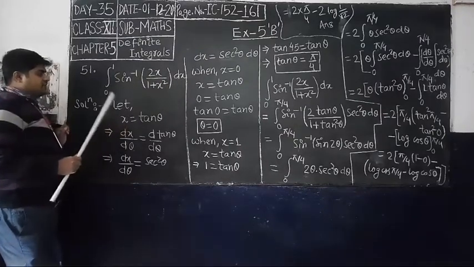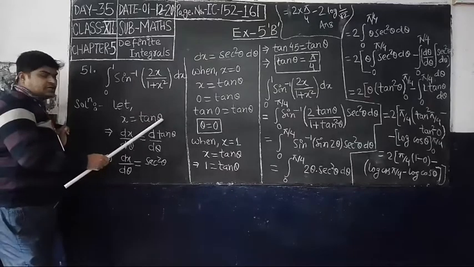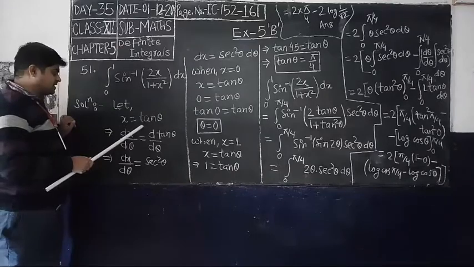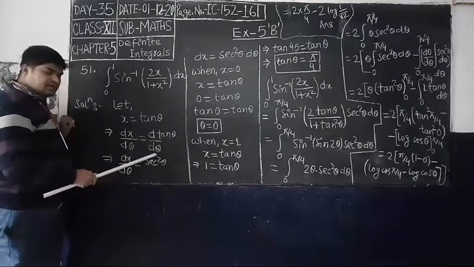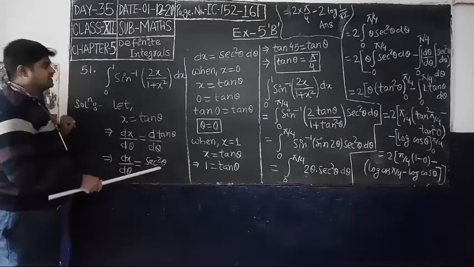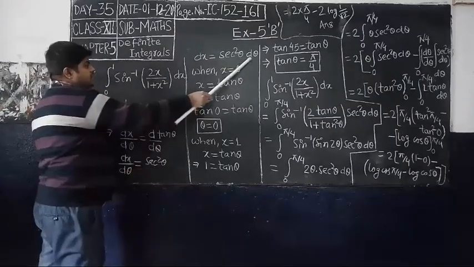First of all, you will suppose x is equal to tan theta. Then you will find the first derivative of this equation with respect to theta. So dx/d theta is equal to the first derivative of tan theta, which is sec square theta. Then it becomes dx is equal to sec square theta d theta.